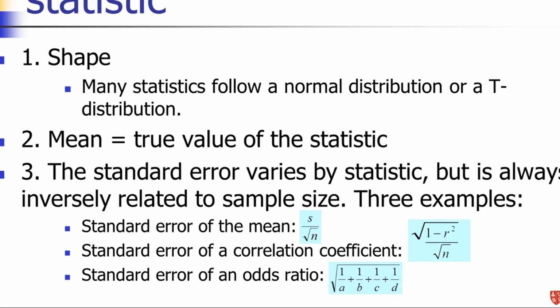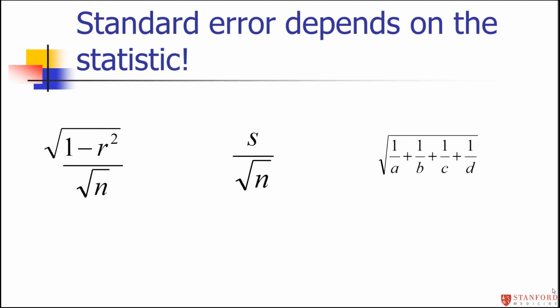But notice there are many different standard errors. Let me just repeat that. There are many different standard errors. A lot of people think that this one, because this is the one they most commonly see, the standard error of the mean, is the only way to calculate standard error. Well, no, that's the standard error of the mean. Every other statistic has its own formula for standard error. But notice they're all related to sample size.